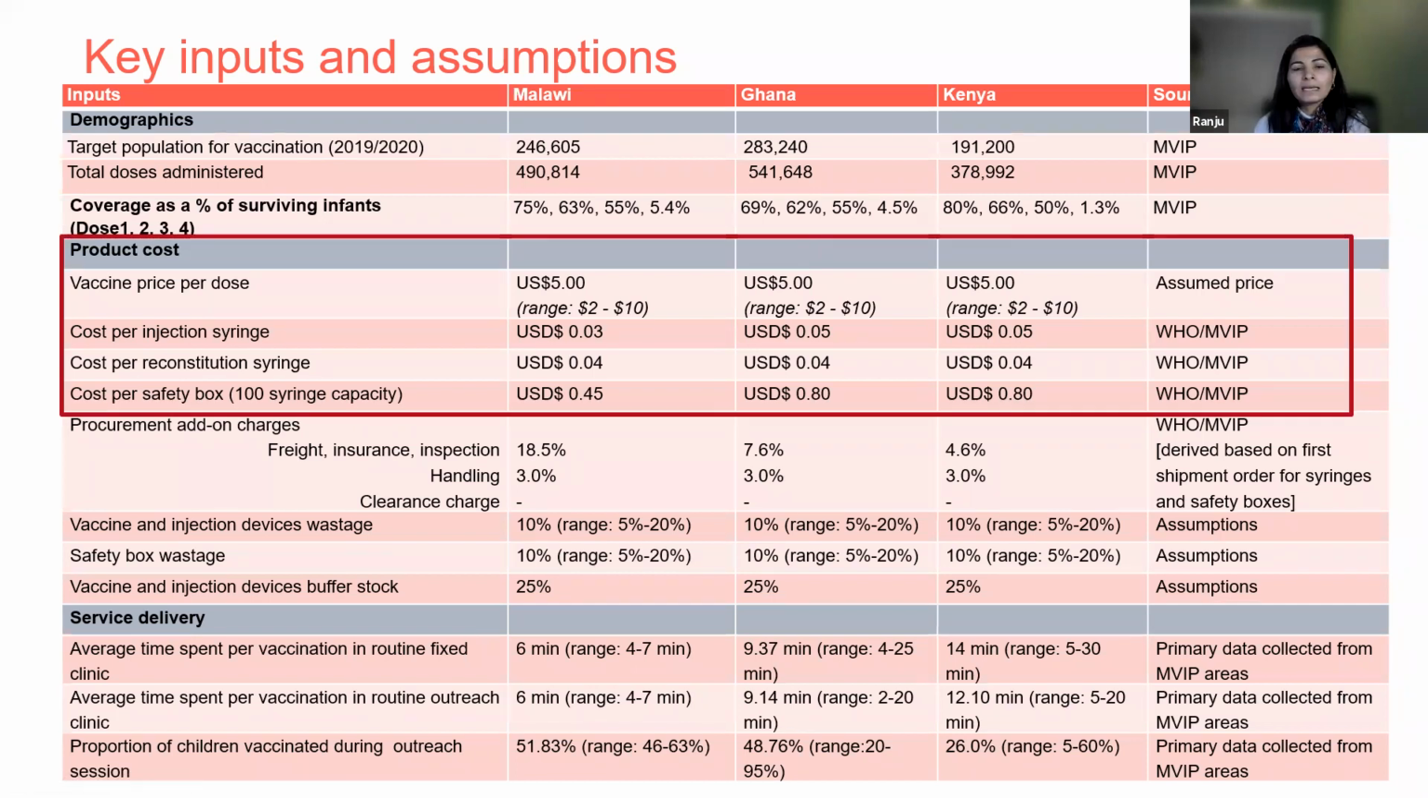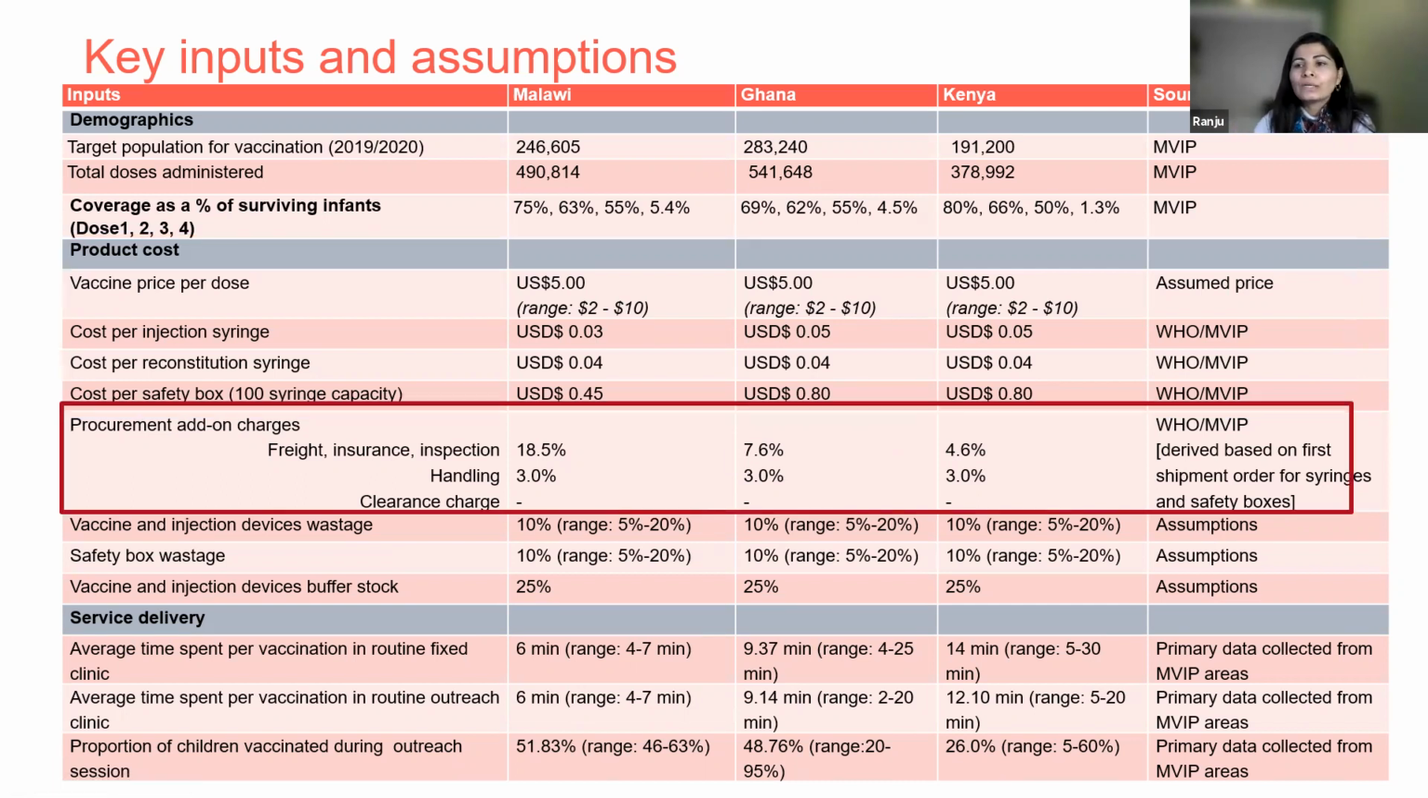For the product cost, the product is not available in the market and doesn't have a product price, but we use the standard number that has been used for this particular vaccine in the literature, which is $5 per dose. We also considered a range of vaccine prices in different scenario analyses between $2 and $10. The cost of syringes and other immunization supplies were informed by the actual cost for those items during the pilot implementation.